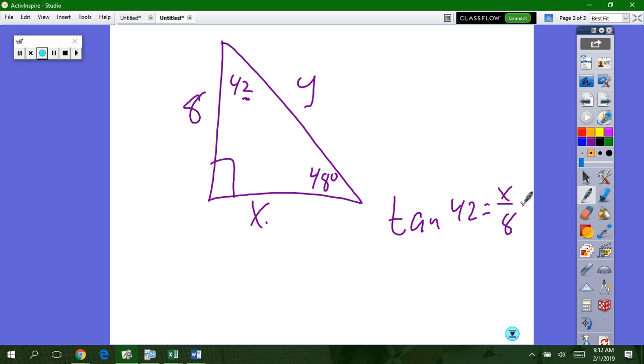How do I go ahead and solve this now? Times the 8 over. But what do you guys need to do in your calculator? What mode should we be in? This is degree mode because it's an angle measurement in degrees, correct?